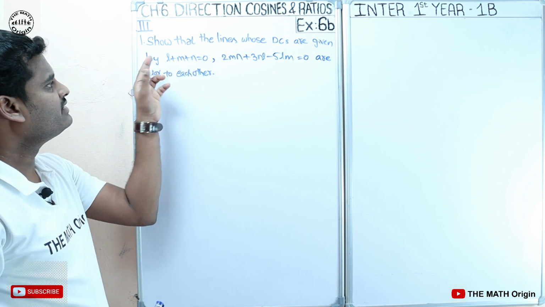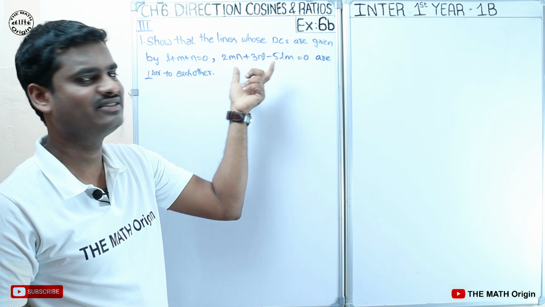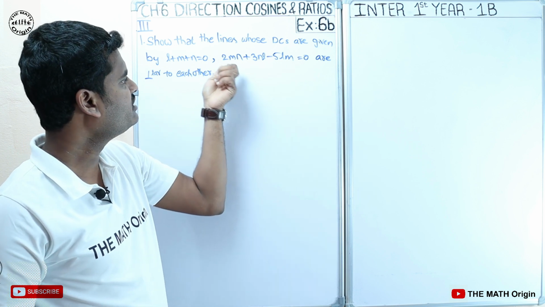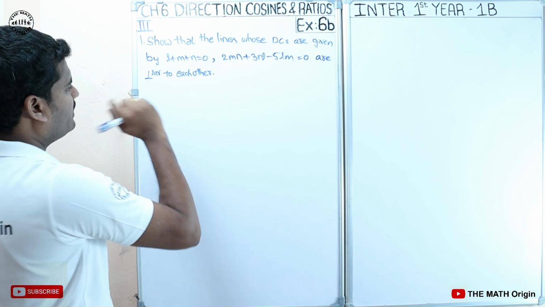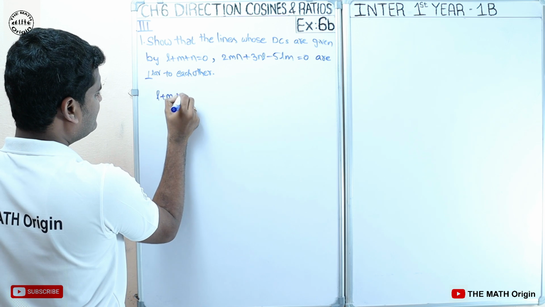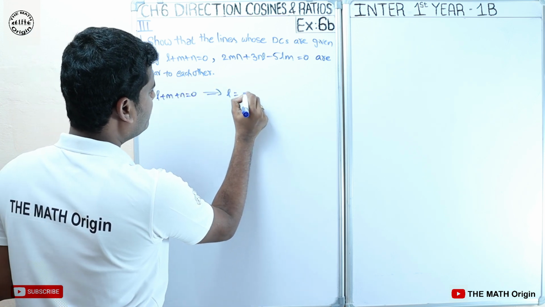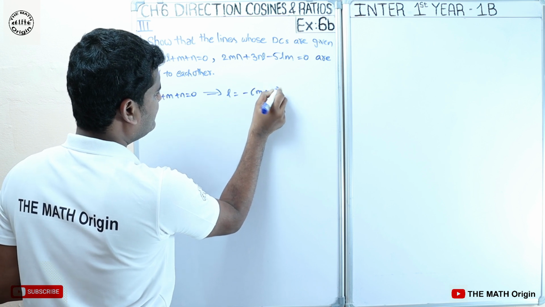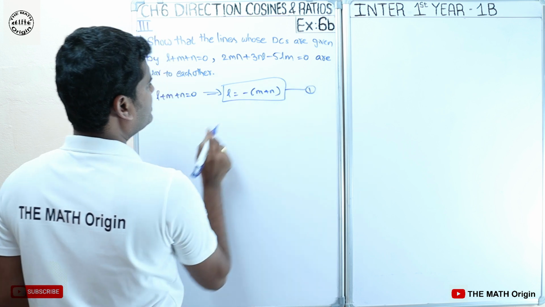This first equation is in lmn format, but the second equation is not, because it is a combination of mn, nl and lm. Now let's find out. Let's take the first equation, l plus m plus n equals 0. From this I will take l equals minus of m plus n. I will treat it as equation 1.